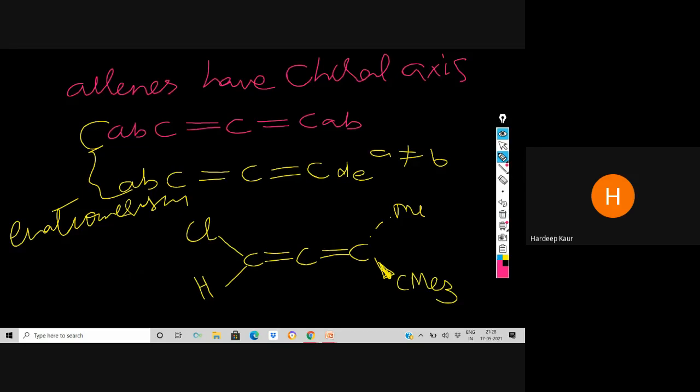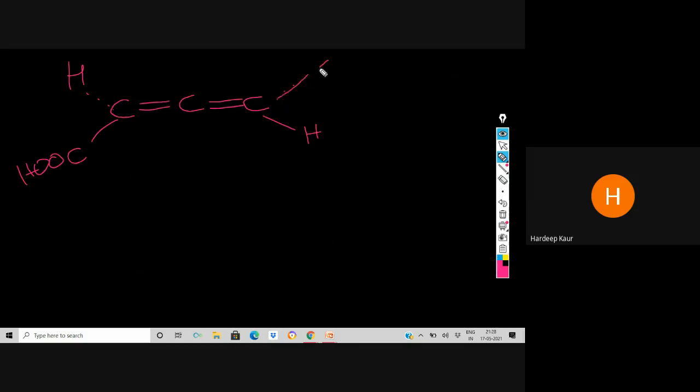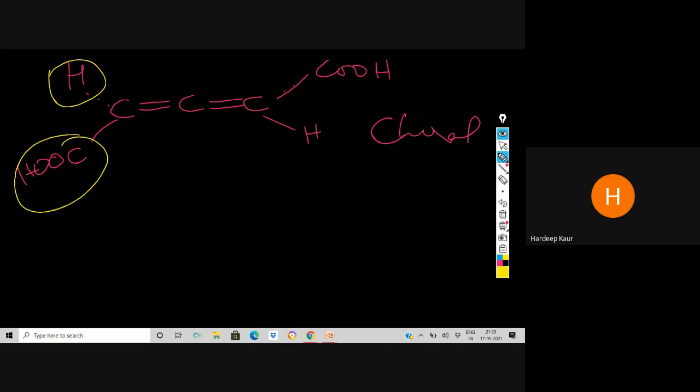Okay, so let us take the type 1 example. Type 1 example is C double bond C. So here we have H group, COOH. Similarly, on the second one we have H and COOH. So this is also chiral, right? So these two groups should not be the same, then the allene is chiral, otherwise it is achiral in nature. Okay.